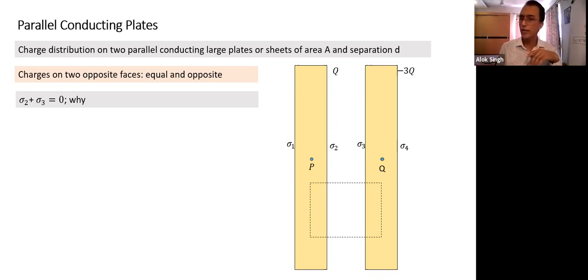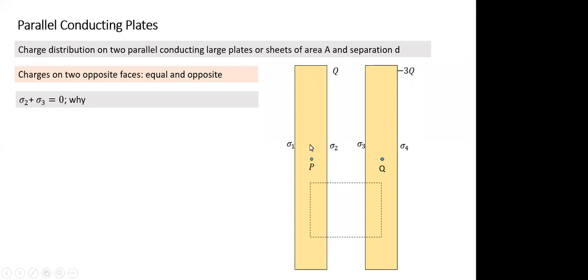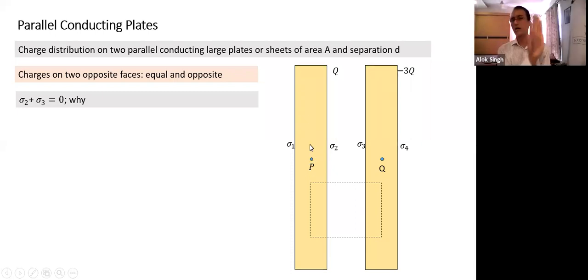Did we conclude something else also? We have written points P and Q. What do points P and Q indicate? These are points in the interior of a conductor. What has to be the field at point P? Yes, the field has to be 0. If the field is 0, the charge on the left-hand side has to be equal to the charge on the right-hand side. Based on that, we concluded sigma 1 is equal to sigma 4.